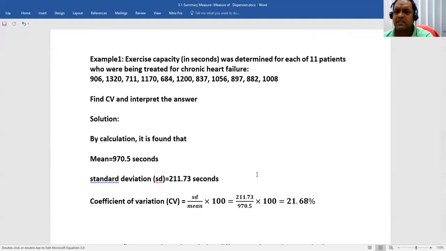This is the exercise capacity in seconds. How many seconds are patients able to exercise? These are chronic heart failure patients. So how many seconds are they going to exercise? And there is a variation of data. You can see 906, 100, 320. There is variation of data. How is the variation of data? The percentage of variation of data in terms of mean.